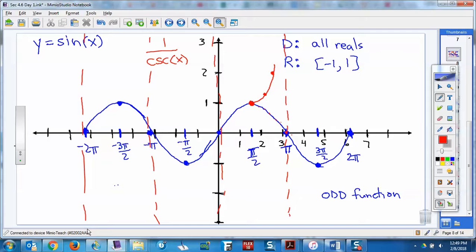You're not going to have to memorize a new graph for cosecant. What you're going to memorize is that cosecant is the reciprocal of sine. So you're going to sketch in a quick sine graph. We're going to do our amplitude, our period, our shifting. We're going to do all that with the sine graph.